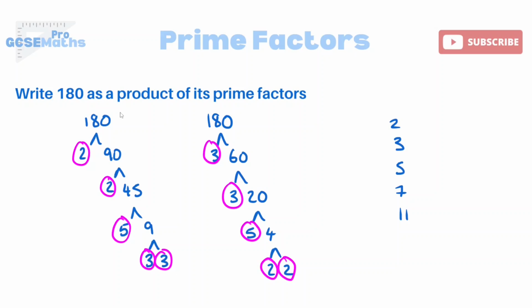Okay, it doesn't actually matter which order you break it down, as long as at the end you can write down the correct numbers. So 2 times 2 times 3 times 3 times 5, I'm just writing it in size order. Then index form would be 2 squared times 3 squared times 5.